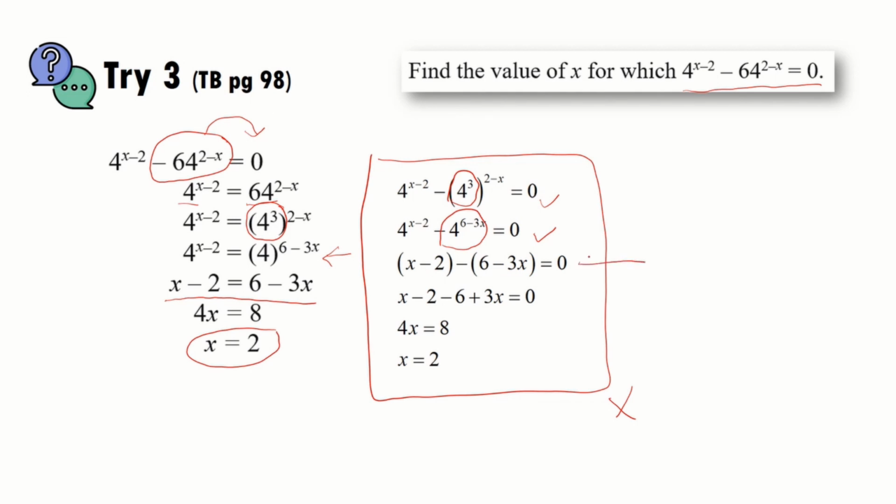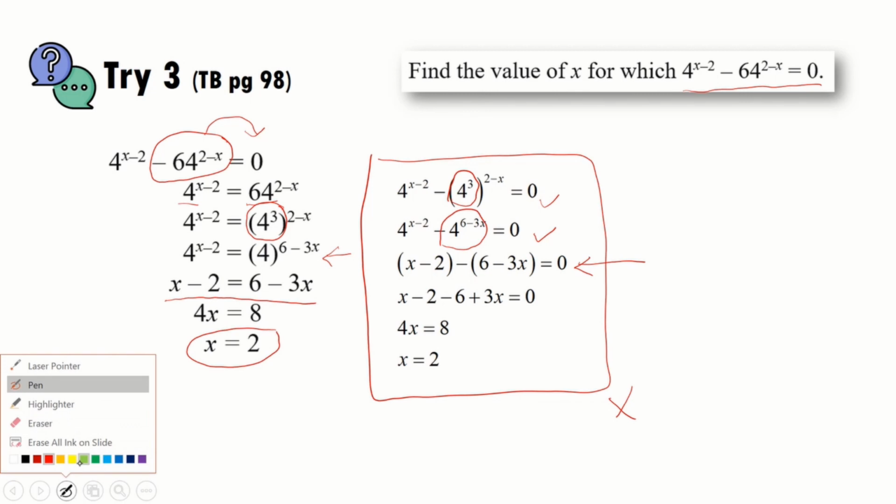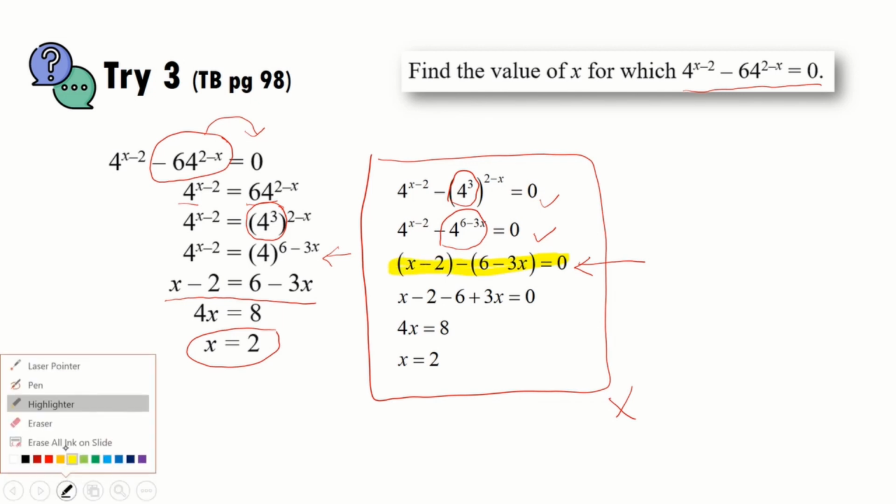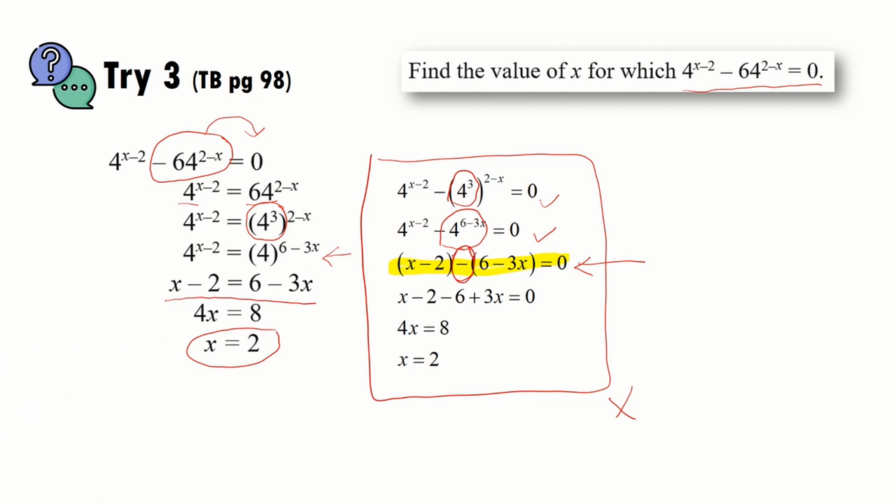However, in the next step, we see that we have x minus 2 brackets, then minus away brackets 6 minus 3x. In this step itself, there is a problem. Do you know what is the problem? The problem here is that when we have the minus sign in the middle, this is a result of the minus sign from the previous step. However, if you're talking about powers over here, this minus sign in the previous step is not supposed to be brought over. Therefore, this is conceptually wrong.